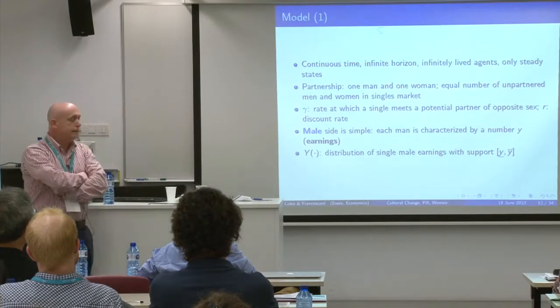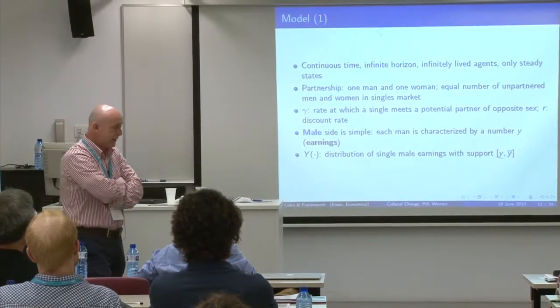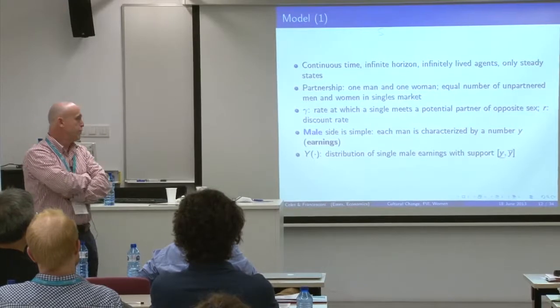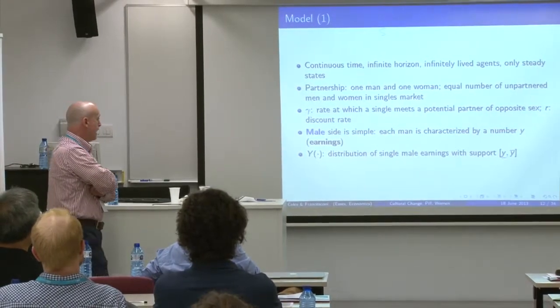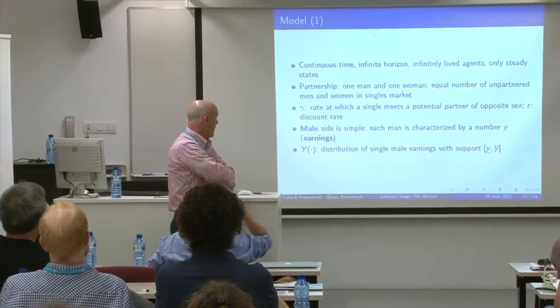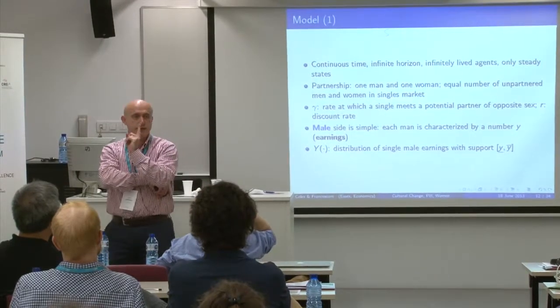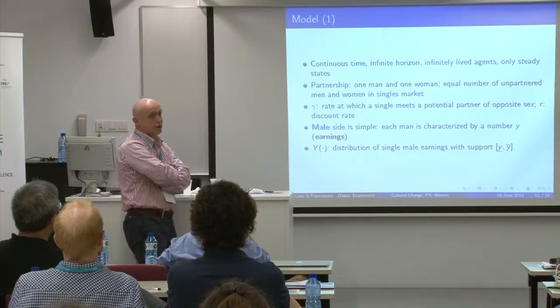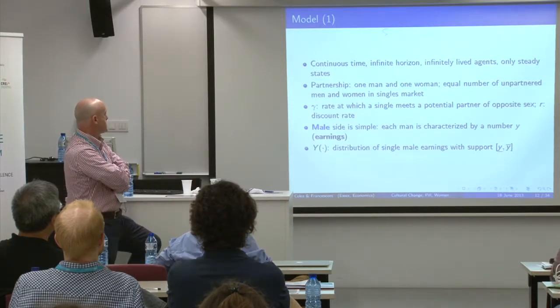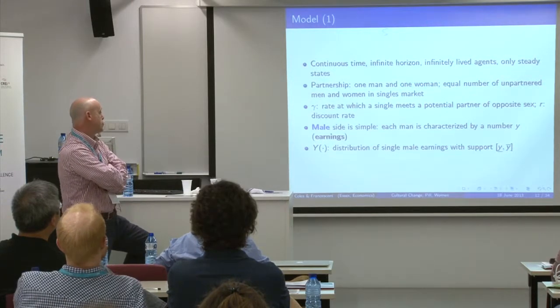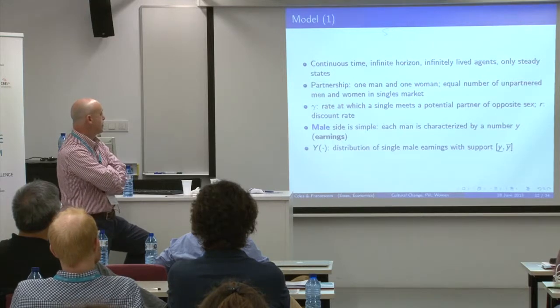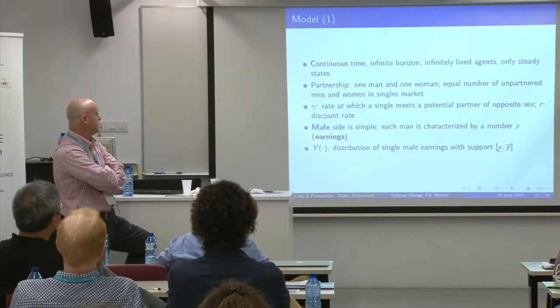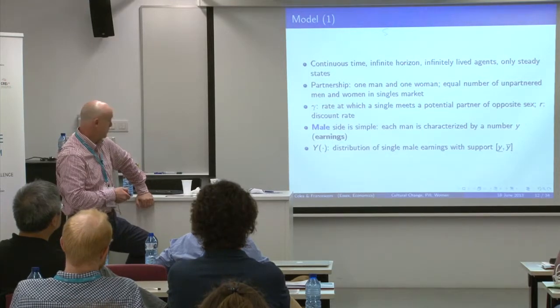Now, the male side of the market is very simple. Presumably, it approximates reality quite a lot. Men are just characterized by one number, by one statistic, which is their earnings. And this earning distribution, cap Y, has got a finite support between Y under bar and Y upper bar.